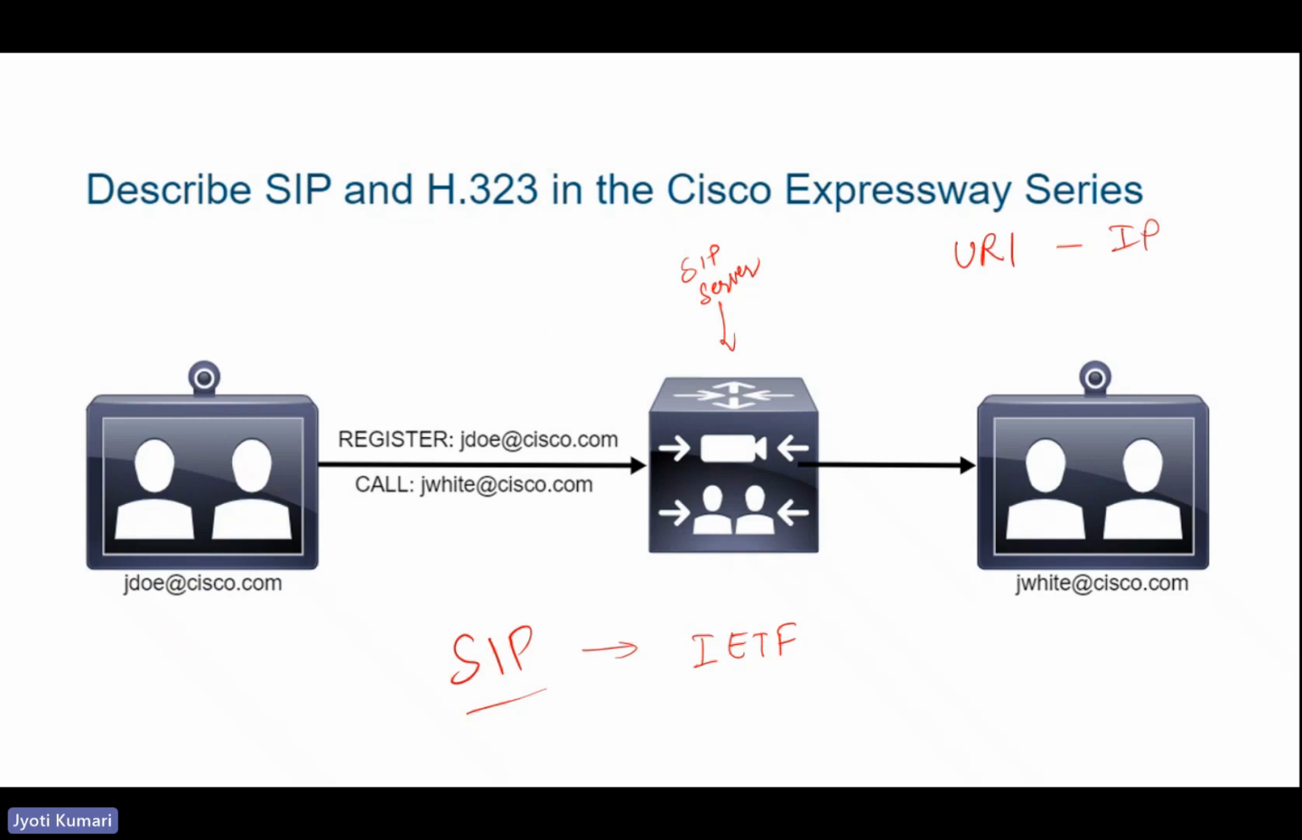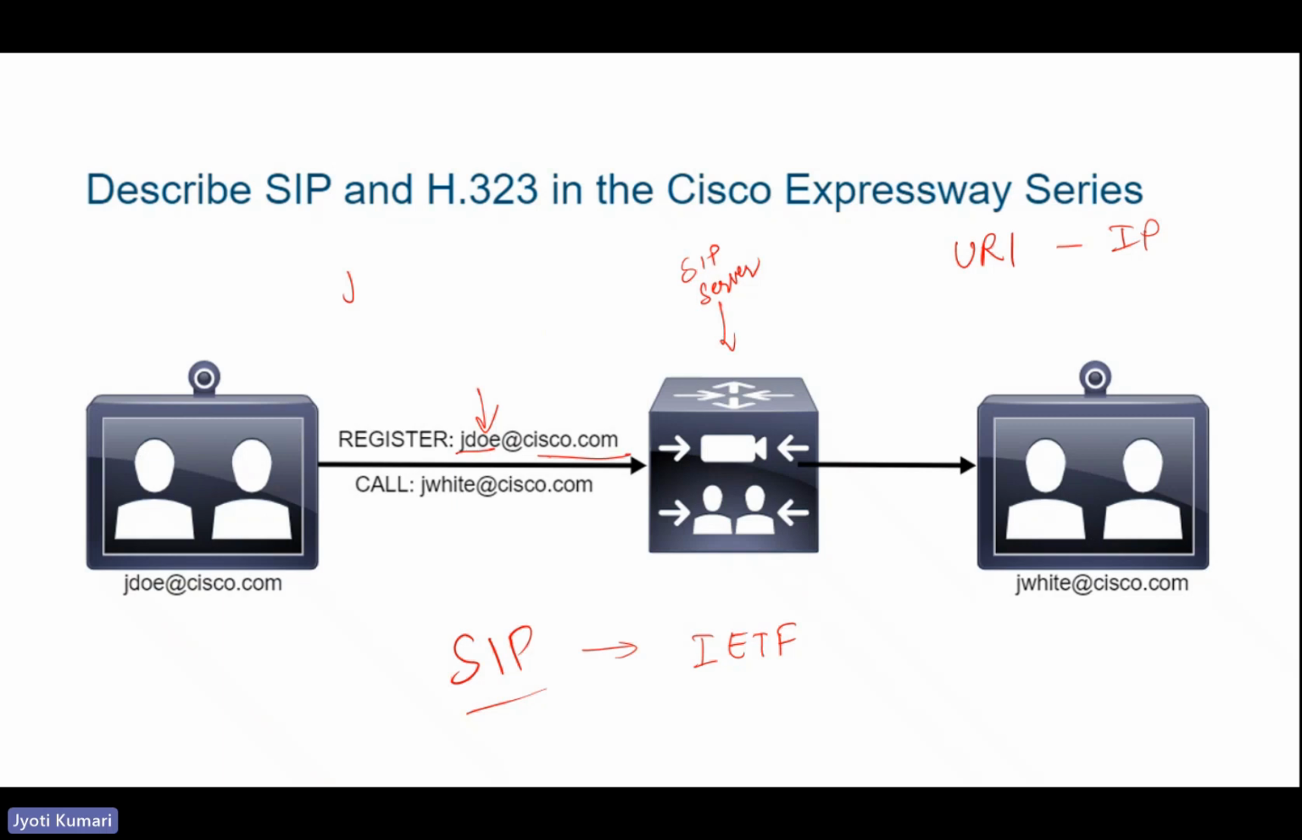SIP uses URI addresses, uniform resource identifier addresses, for communication between the SIP devices. The SIP URI is built from a user portion. For example, you can see right here, jdo@cisco.com. This is one example where we have a user portion, jdo, and a host portion, which is cisco.com, or we can call it a domain. That is called the URI format.